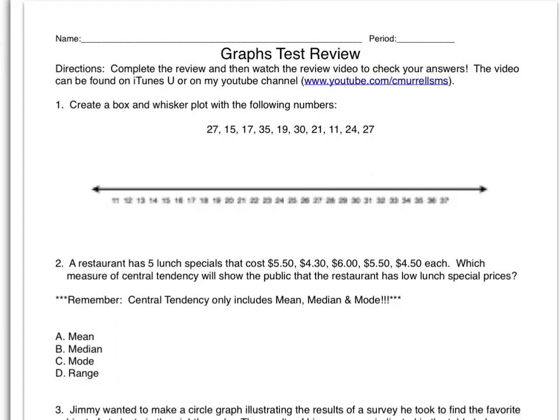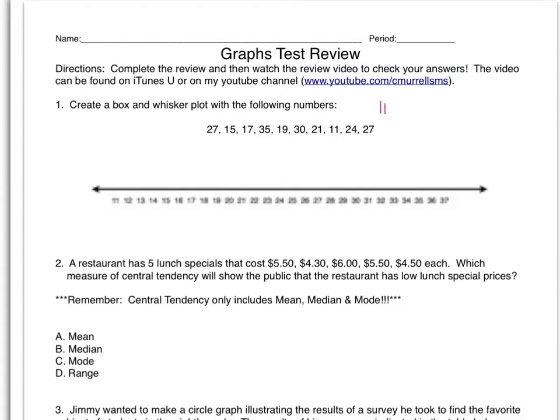Alright, so anyways, number one, create a box and whisker plot with the following numbers. So to do a box and whisker plot, we first have to do the steps for the interquartile range. So that means that we have to put the numbers in order from least to greatest. So I'm going to go ahead and do that.